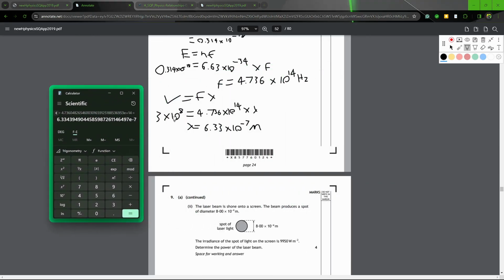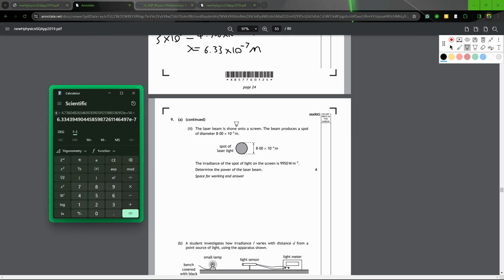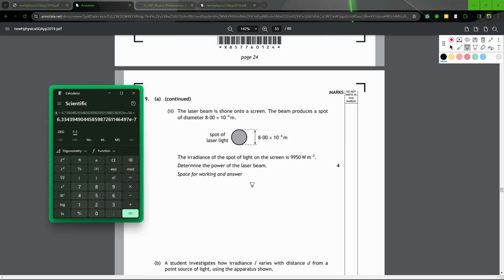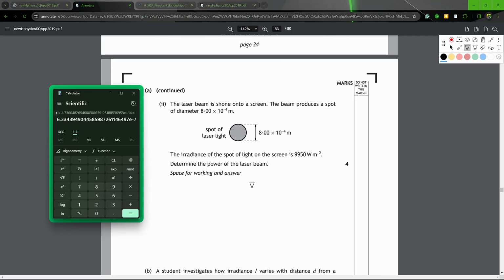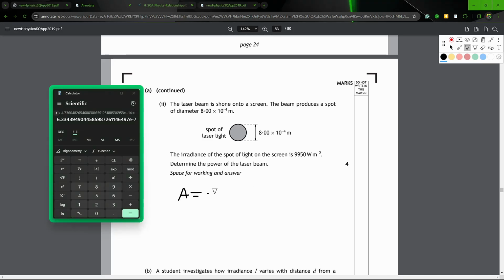The laser beam is then shone onto a screen. The beam produces a spot of diameter 8 times 10 to the negative 4 meters. The intensity of the spot of light on the screen is 9,950 watts per square meter. Determine the power of the laser beam. Okay, well for this one, we're going to think back and figure out what the area of a circle is. So remember, area of a circle is pi r squared.